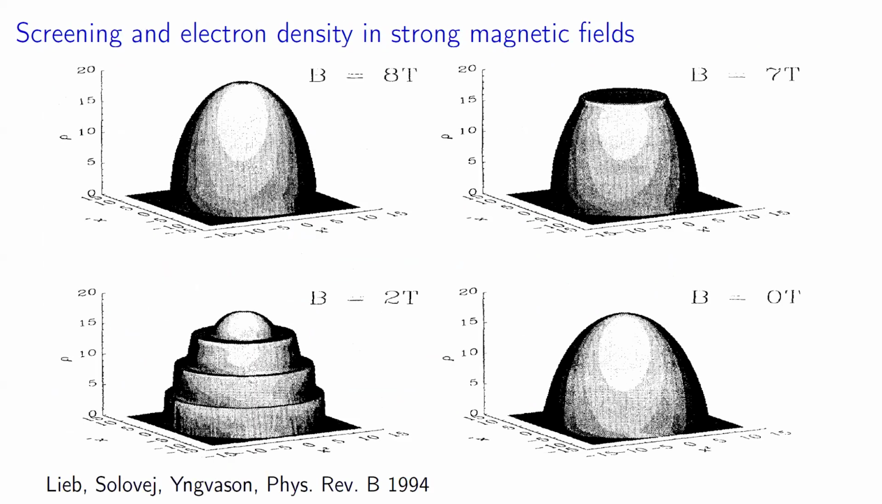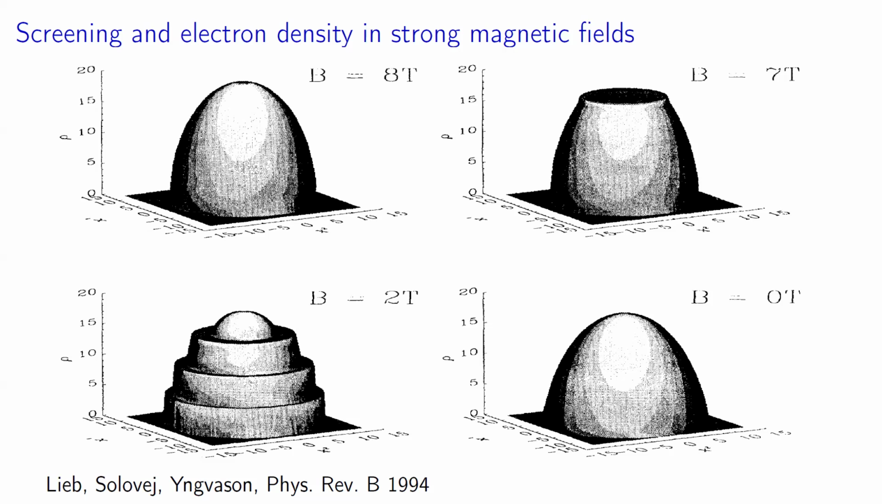So let me show you first a very nice picture which I found in a math paper of Elliott Lieb, Jan Philip Solovej, and Jakob Yngvason, where they looked at screening and electron density in strong magnetic fields. That's exactly what we have here. They looked actually at confining potentials, I think, that are more or less harmonic potentials. So they called this quantum dots.